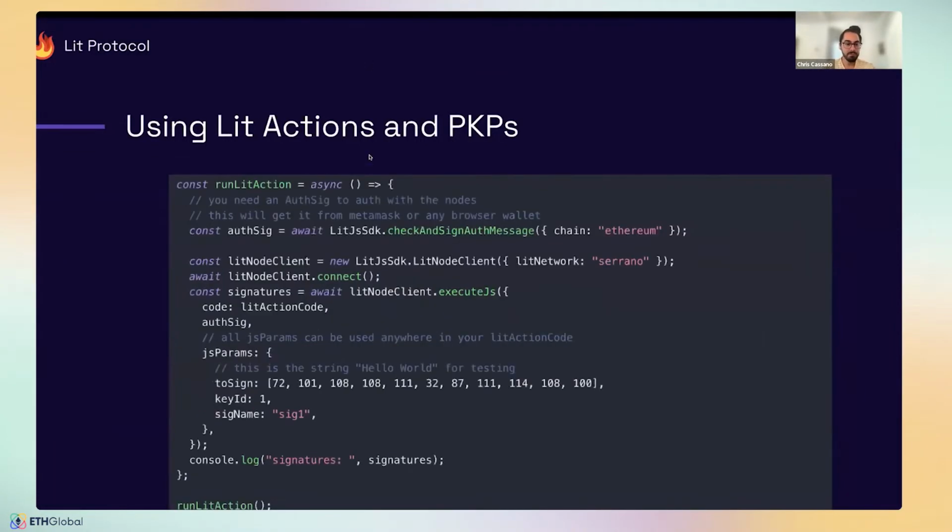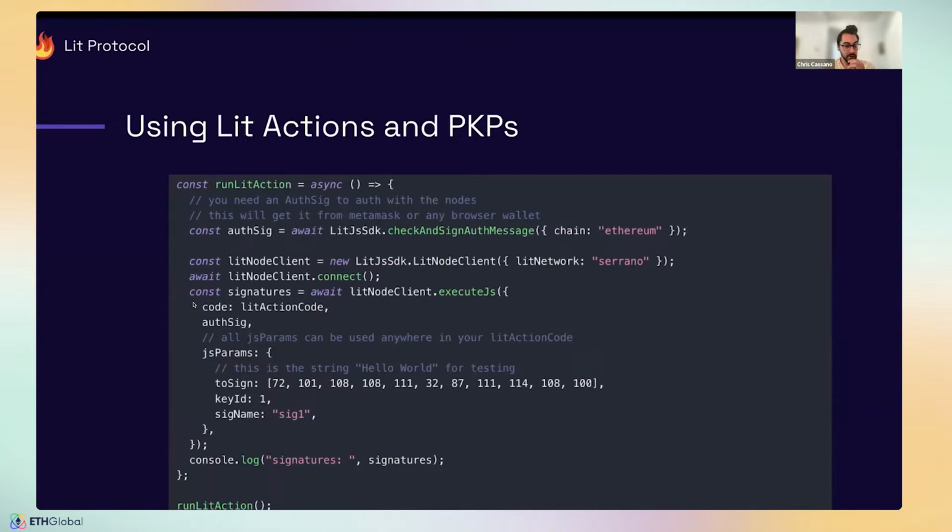Can you go to the next slide? This snippet of code here is the code that actually uses the SDK to tell the nodes to run the code snippet from the previous slide. If you look down a little bit, you'll see a line that says const signatures = await litNodeClient.executeJs, and there's a parameter there, code, and it says litActionCode. That's the code that you defined on the last slide. That could be a string, and you pass that to each of the nodes and they run it.